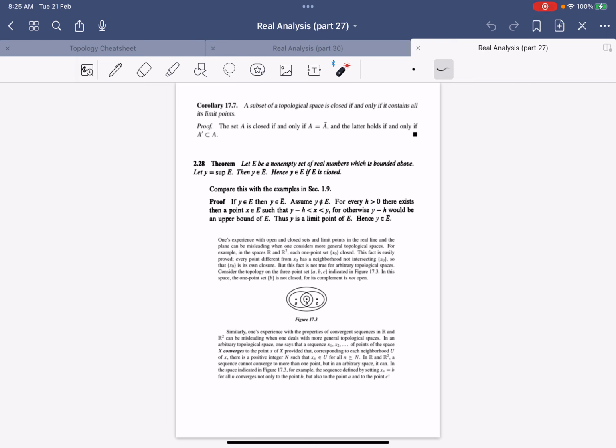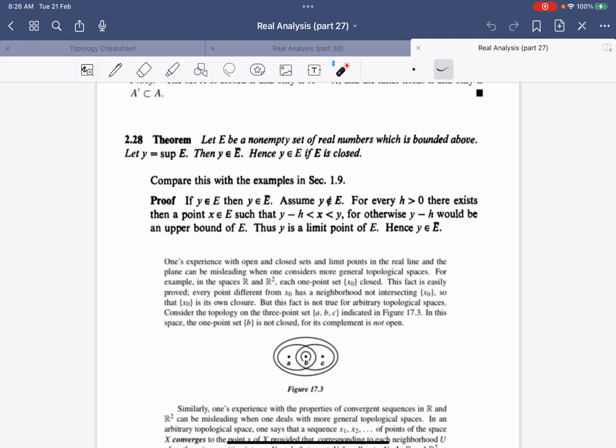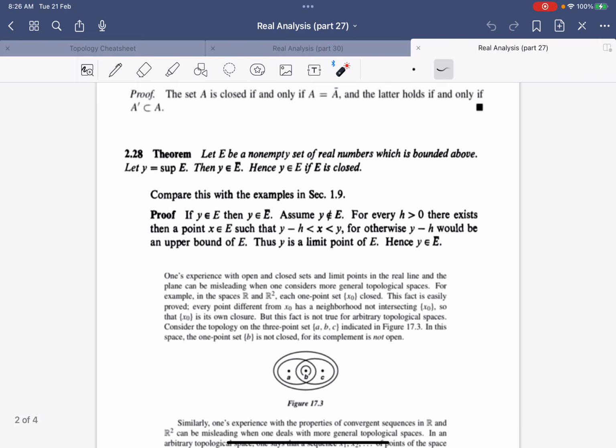Next, we shall prove that the supremum of a set always lies in its closure. The proof also just follows because you're just proving that this supremum is a limit point. So, to prove that it is a limit point, you just need to prove that every neighborhood of this Y intersects E at a point different from itself.